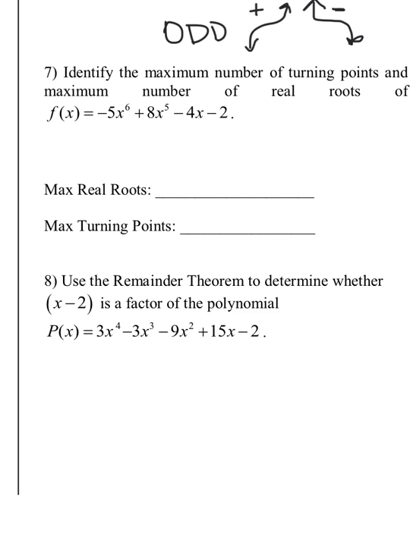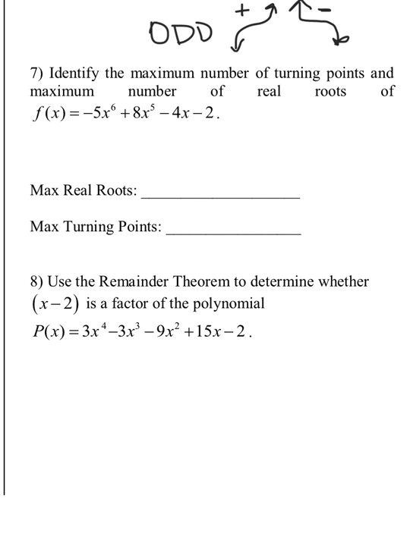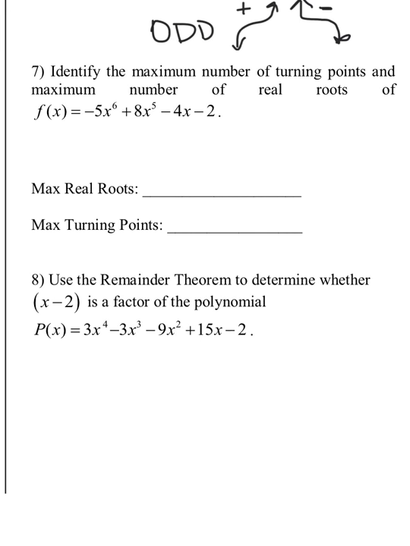All right, question 7 is asking to identify the maximum number of turning points and the maximum number of real roots. Okay, so the thing we're going to look at here is this first term. It doesn't really matter what else is going on with this polynomial to answer these 2 questions. We just want to know what's going on with this first term. First of all, we look up here to the degree, and the degree tells us how many real roots we're going to have. So in this case, we're going to have 6 real roots.